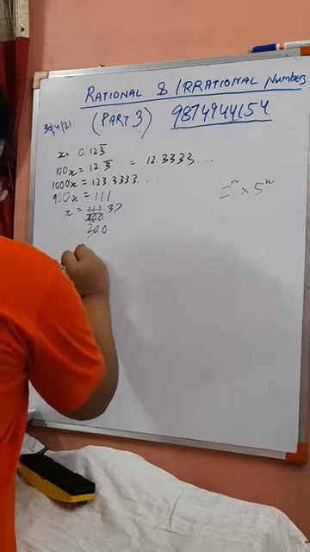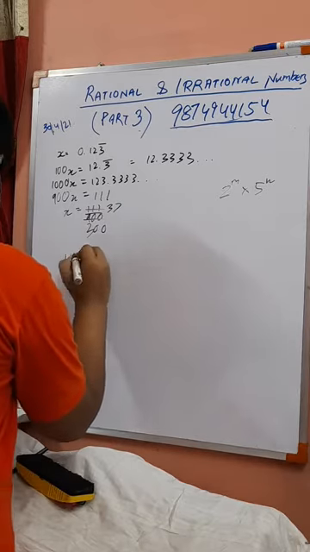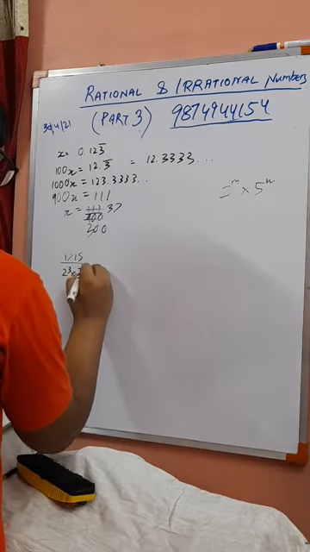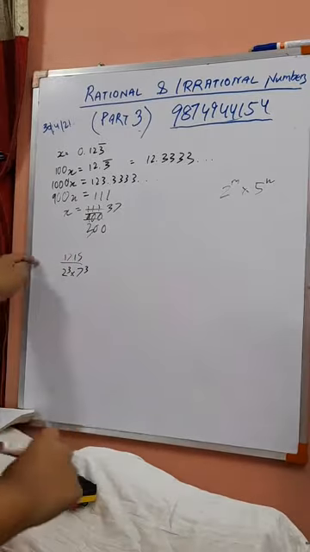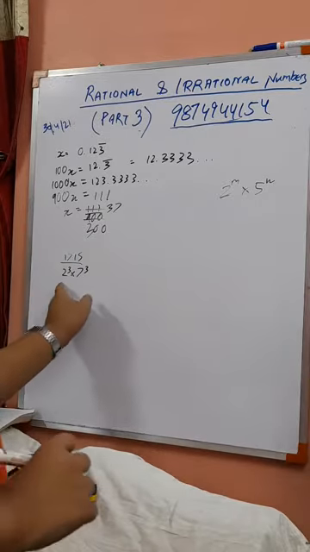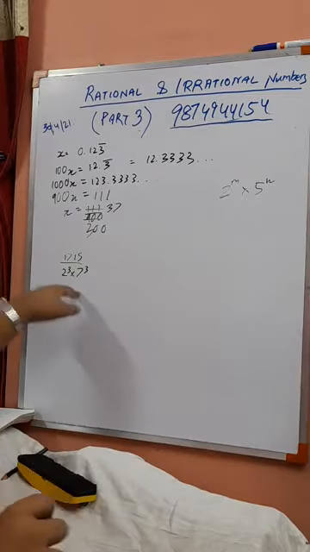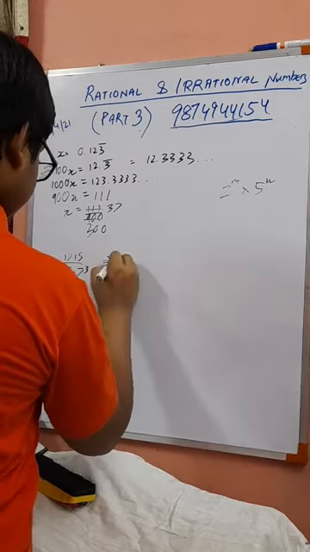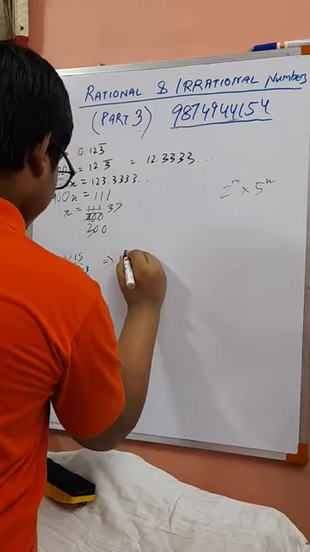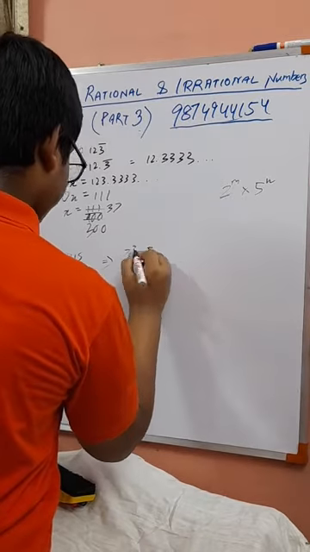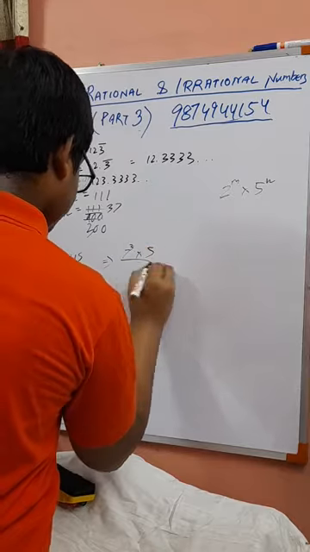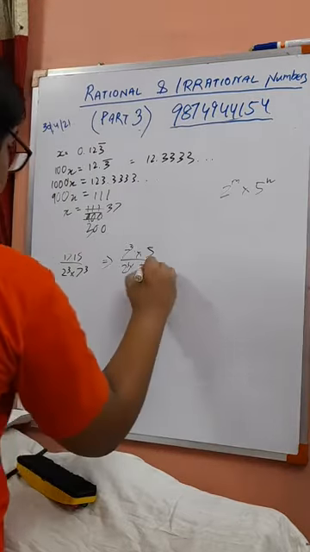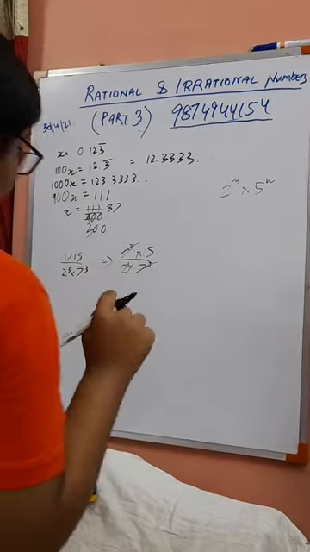For example, we take the sum 1715 by 2 cube into 7 cube. Now, in the denominator there is no 5. So first we take out 5 from the numerator. It will be simplified into 7 cube into 5. So this will give us 7 cube into 5 by 2 cube into 7 cube. 7 cube will be cancelled out. Now we have 5 by 2 cube.